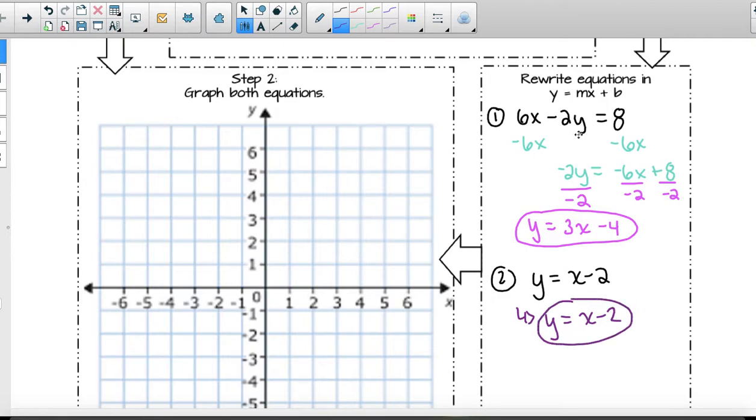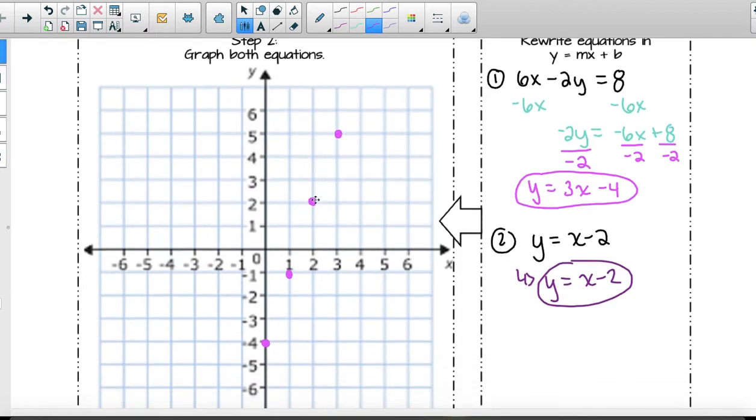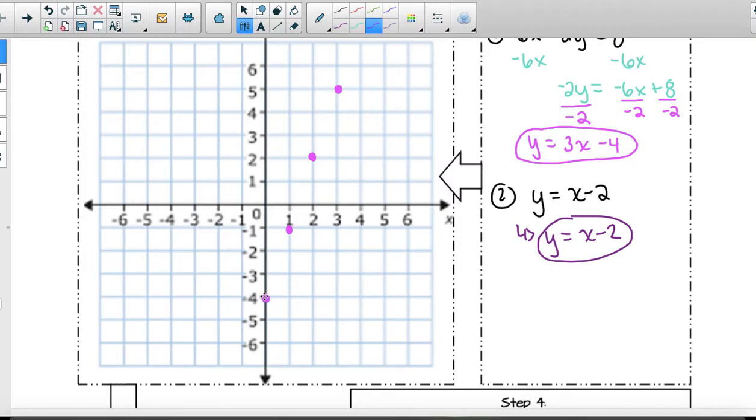Once we have both of them in slope-intercept form, step 2 is to graph both equations. So we're going to graph the first line, y equals 3x minus 4 in pink. My first coordinate will be at 0, negative 4. My slope is 3, so that's change in y of positive 3, 1, 2, 3, and change in x of positive 1. I'm going to do that until I can't go any further. Change in y of positive 3, change in x of positive 1. I can't go any further up, so I'm going to try and go down. So I'm going to do a change in y of negative 3 and change in x of negative 1, because a negative divided by negative is still a positive.